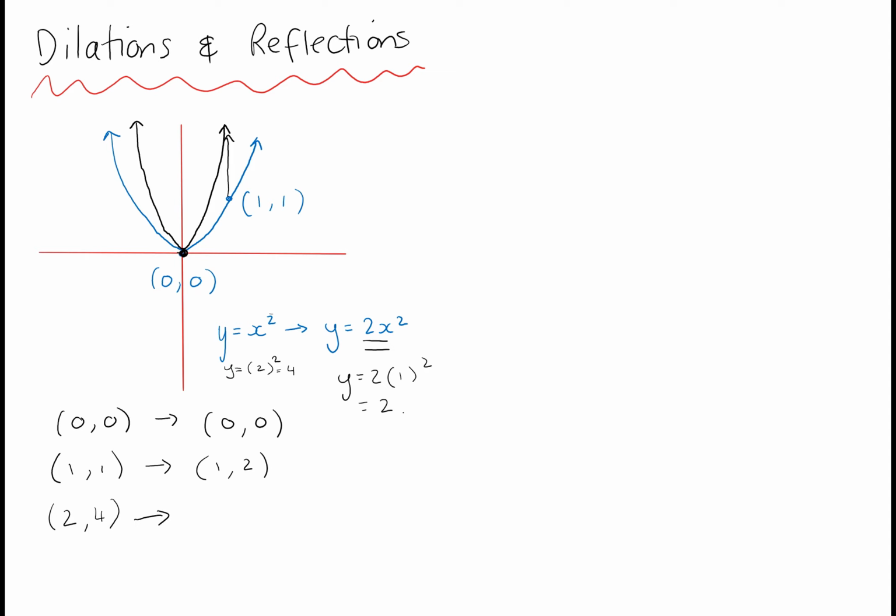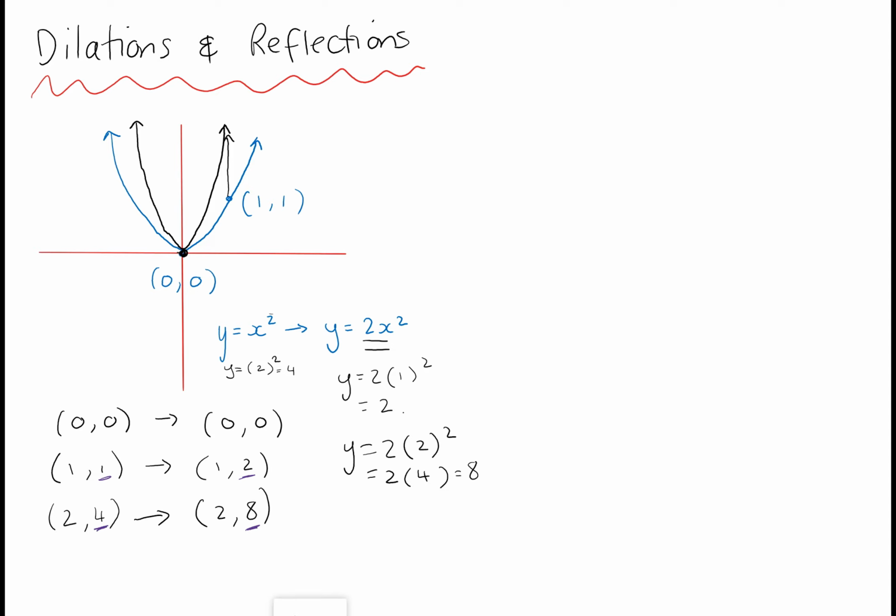Well, what is that in our new graph? y equals 2 times 2 squared. That's 2 times 4, which is 8. So I've got the position 2, 8. So what's happened that my 1 became a 2 and my 4 became an 8? Well, these points have actually doubled. And the x points haven't changed, it's just the y points that have changed.